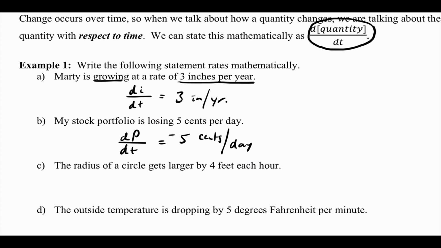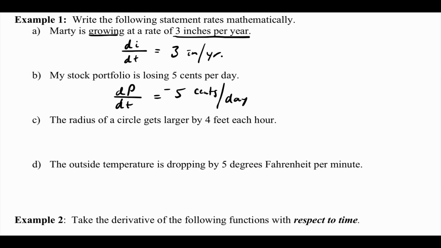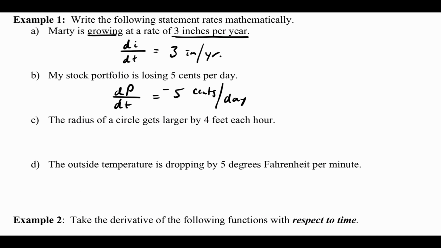The portfolio. Okay? C, the radius of a circle gets larger by 4 feet each hour. Okay, so 4 feet per hour. So it's over time. So we're going to put dt on the bottom. What's getting bigger, though? Radius. So that's going to go dr over dt.